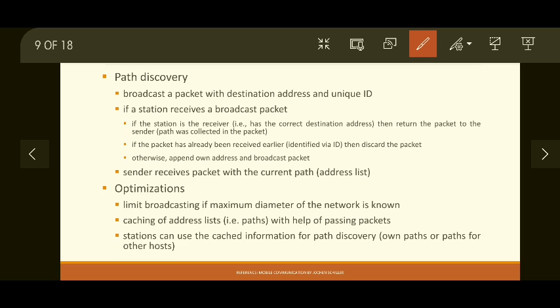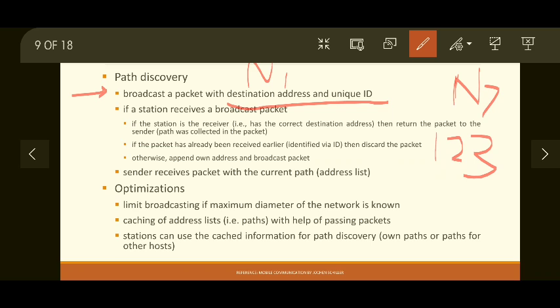First, path discovery. How is the path discovered? First of all, whenever you have a packet to send, broadcast a packet with the destination address and a unique ID. So I am node 1. I have to send a packet to node 7. I will broadcast a sample control packet which will mention N7 and its unique ID for this particular control packet. Let's say 123.